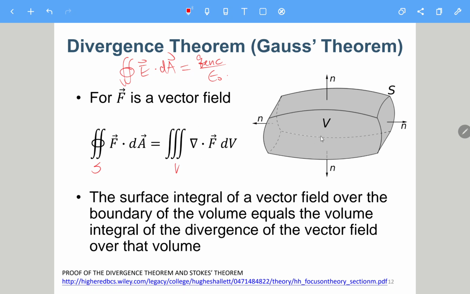So rather than having the double integral of F equal to the triple integral of F, we additionally have the divergence of F first, and then we integrate it over the whole volume, and they turn out to be equal to each other. So it says the surface integral of a vector field over the boundary of the volume equals the volume integral of the divergence of the vector field over that volume.